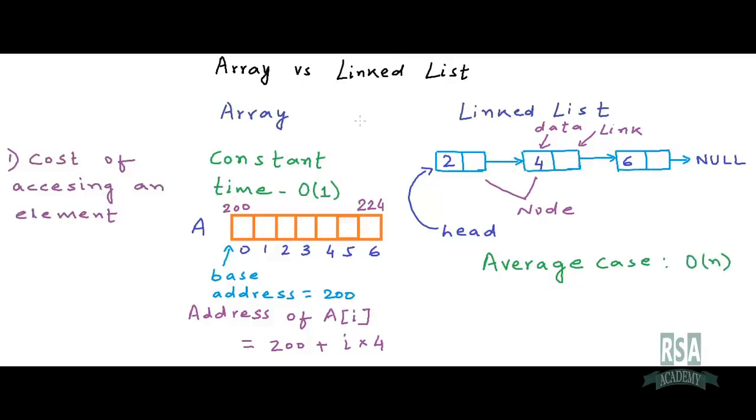So on this parameter, cost of accessing an element, array scores heavily over a linked list. So if you have a requirement where you want to access elements in the list all the time, then definitely array is a better choice.